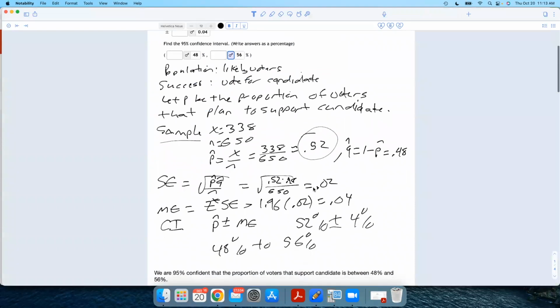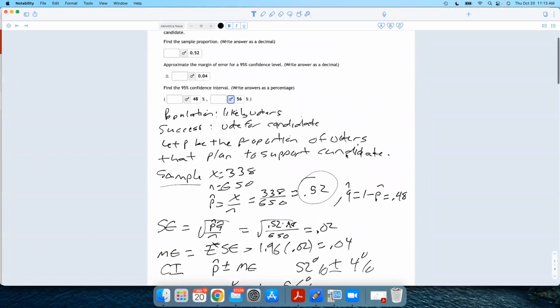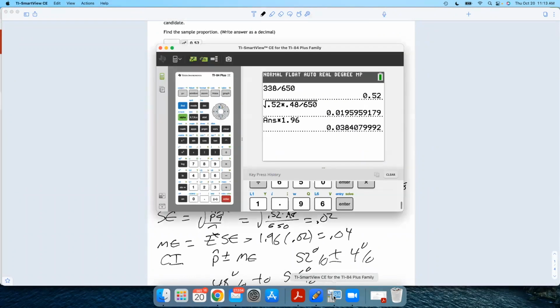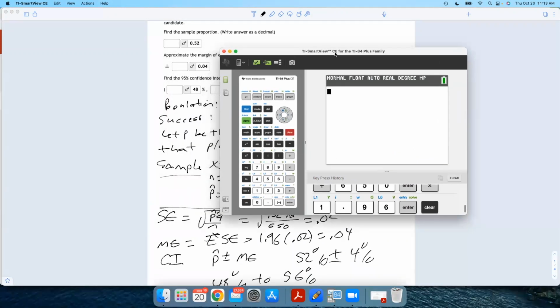Okay, so that's doing it the hard way. What's the easy way? So once I got to this level right here, I could have just used the calculator to do everything. So for the rest of the semester, you got to have a graphing calculator. You got to. I know a lot of you have been putting it off. Now's the time. You got to get one.